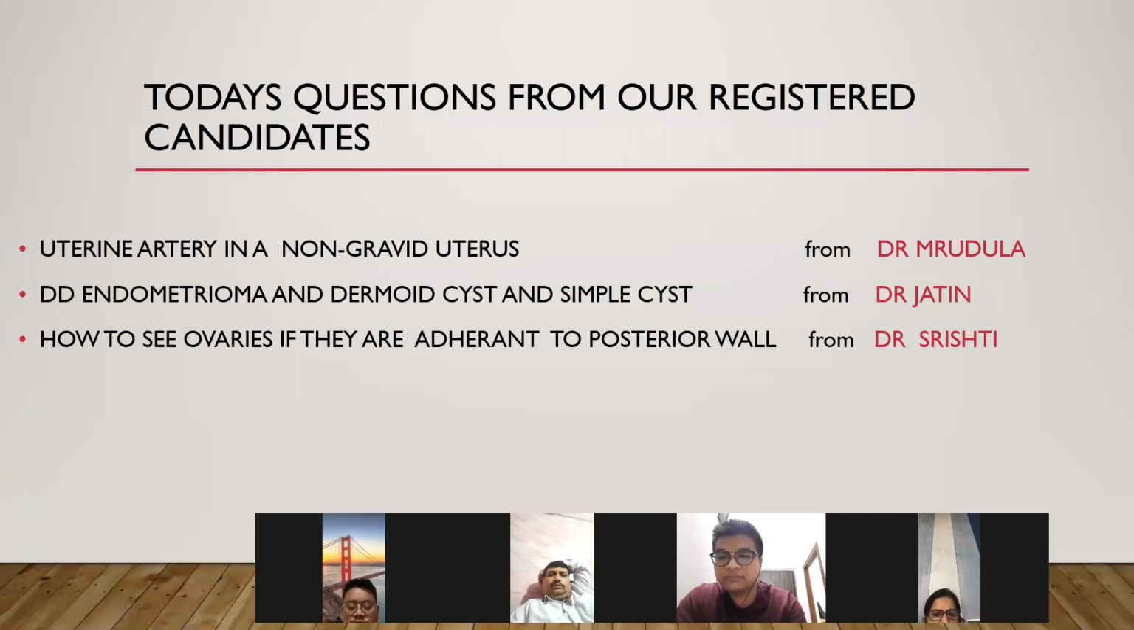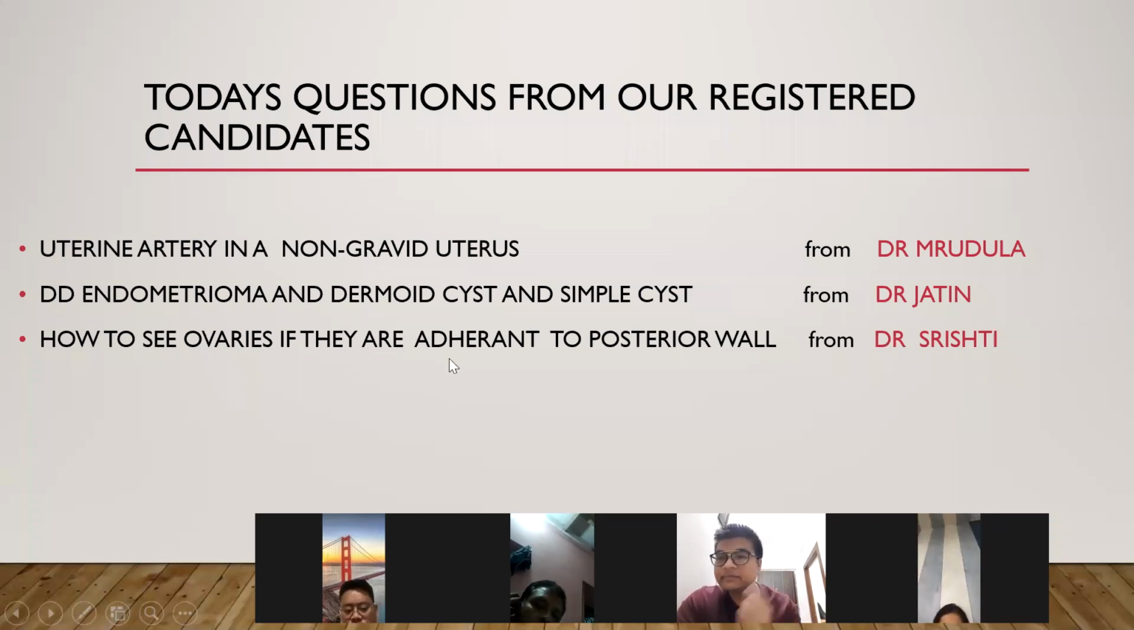Second question from Dr. Jatin: differential diagnosis of endometrioma and a dermoid cyst, and how we can differentiate it from a simple cyst. And third question, I'm very sorry if I am pronouncing the name wrongly, is how to see ovaries if they are adherent to the posterior wall. So we will take these three questions, which are already posed by these candidates.